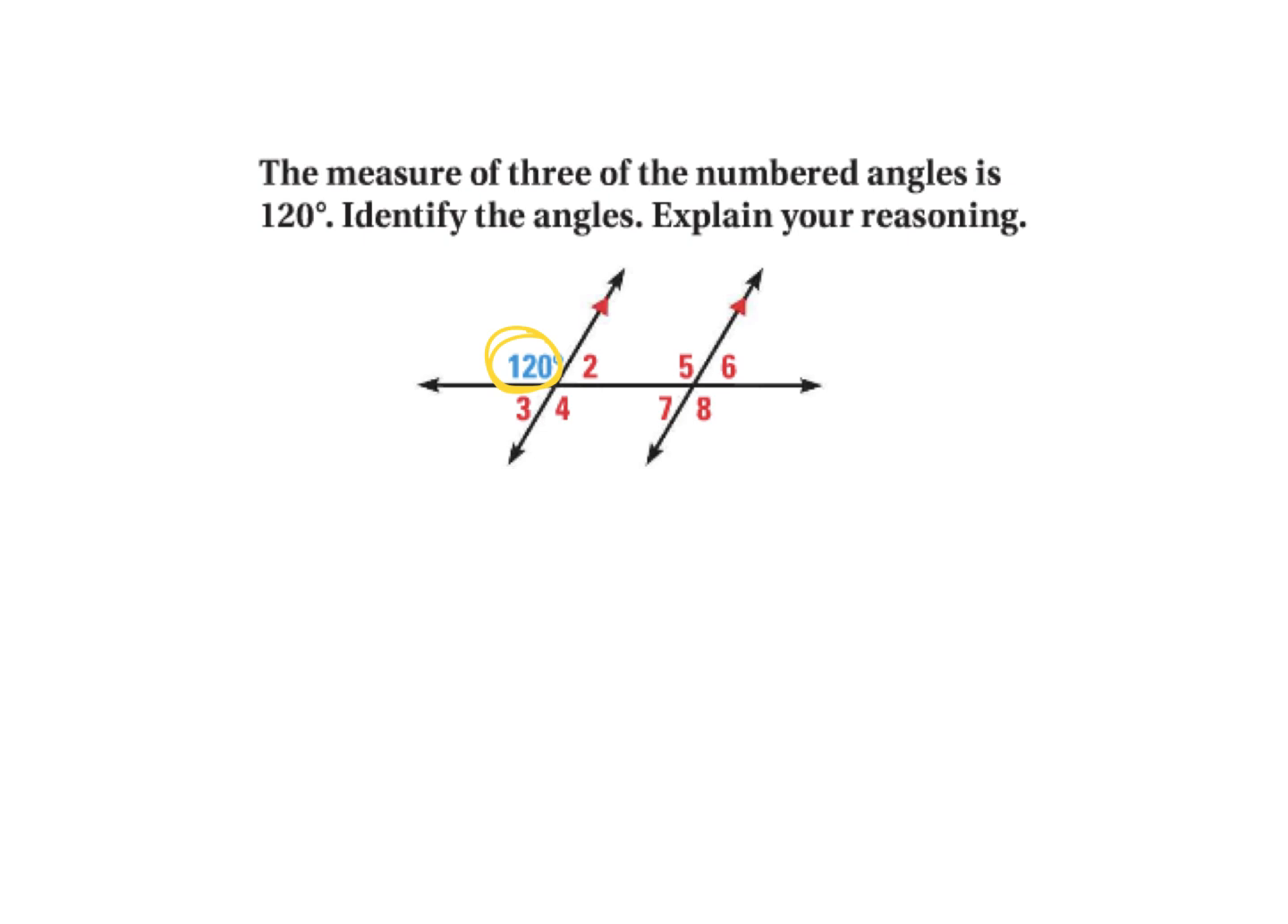And I am thinking about alternate exterior. So right off the bat, I'm thinking, well, we've got 120 here. I bet angle 8 is also going to be 120 degrees. Why do I say that? Well, they're on opposite sides of each other, and they're both outside. So these ones are alternate exterior angles.